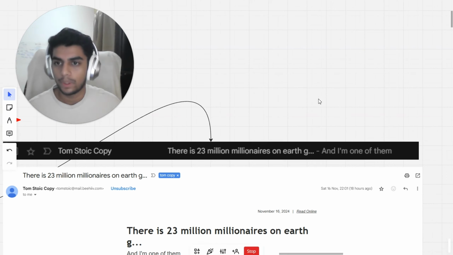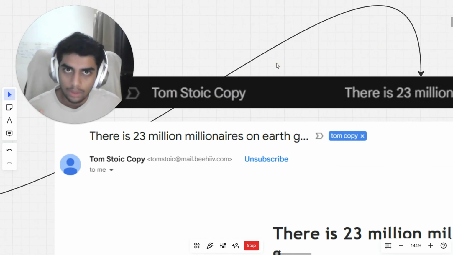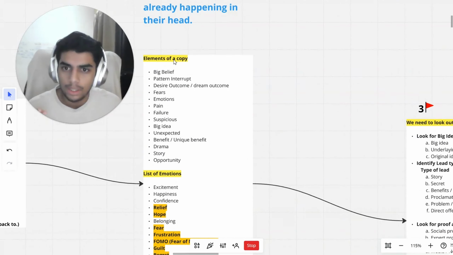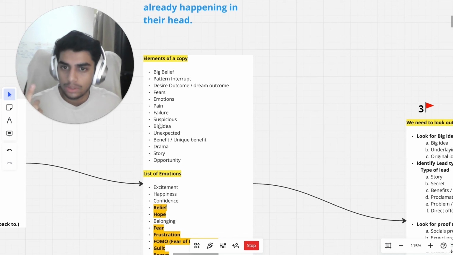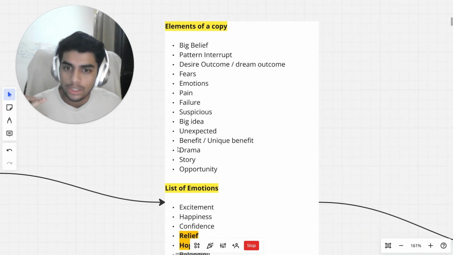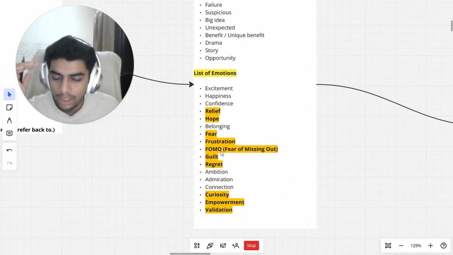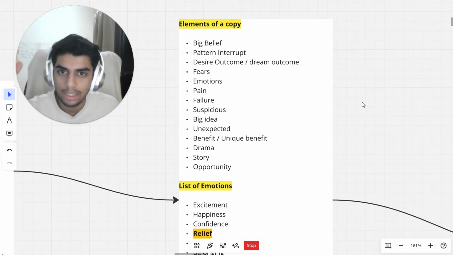Headline, the most important thing. If a headline is not building up curiosity, talking about your problem, interrupting your pattern, calling out your fear, your pain, your failure, your suspicion, your big idea, or an unexpected thing, or calling out a benefit or a unique benefit, or sharing a story, drama, opportunity, whatever you see here, if it's not calling out that thing, that's not intriguing for me.